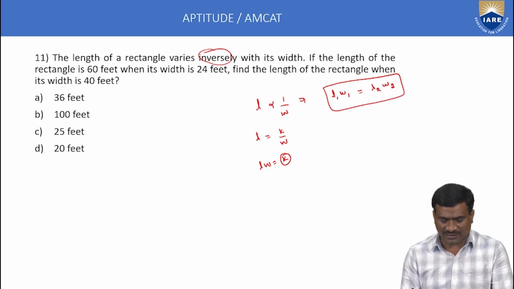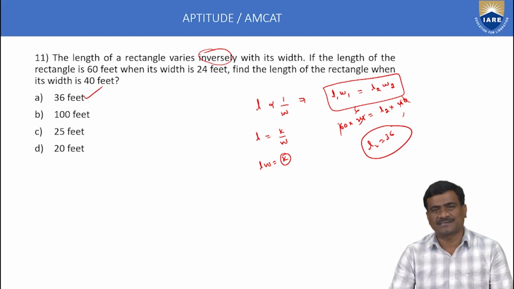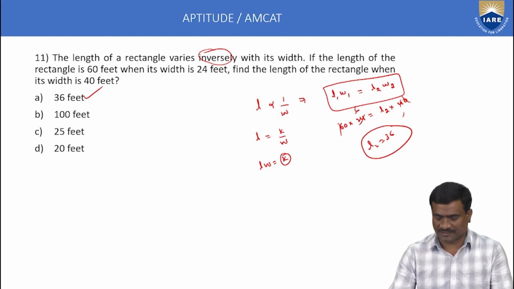Now substitute L1 as 60 feet, width 24 feet, and calculate L2 where W2 is 40. 24 into 60 divided by 40, then L2 is 36 feet. Option A only is correct. This is about inverse application, either direct or indirect.